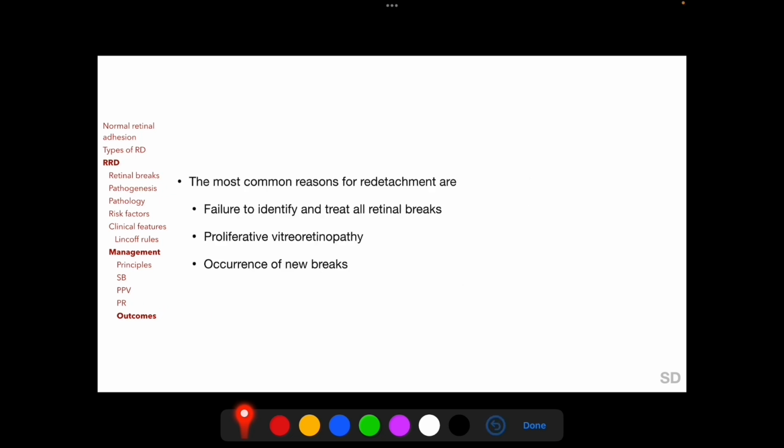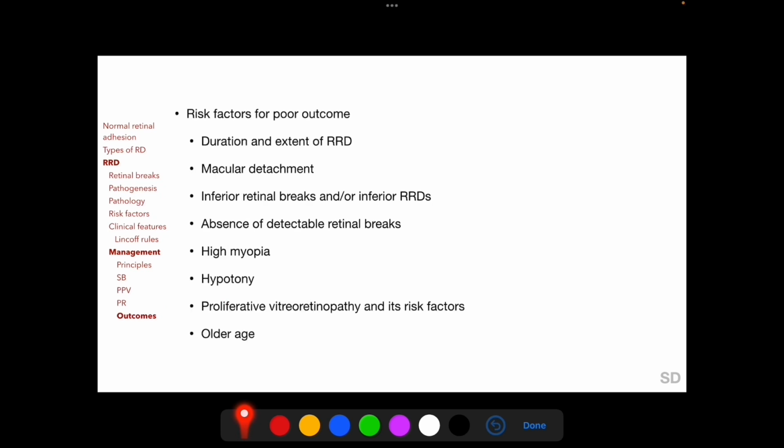The most common reasons for redetachment are failure to identify and treat all retinal breaks, proliferative vitreoretinopathy, which we'll be discussing in the next session, and occurrence of new retinal breaks. The risk factors for poor outcome following surgery for RRD include duration and extent of RRD, macular detachment, inferior retinal breaks and or inferior RRDs, absence of detectable retinal breaks, high myopia, hypotony, proliferative vitreoretinopathy and its risk factors, and older age.